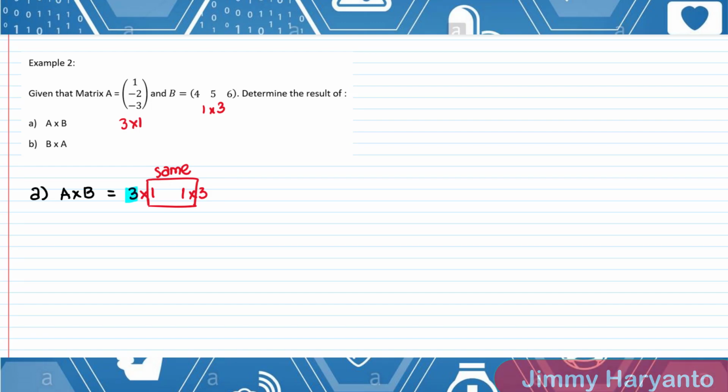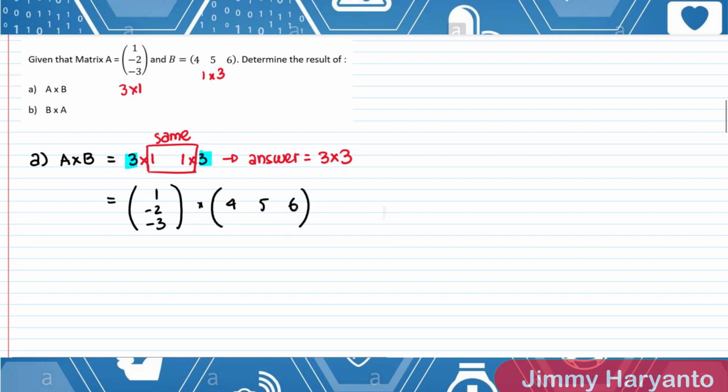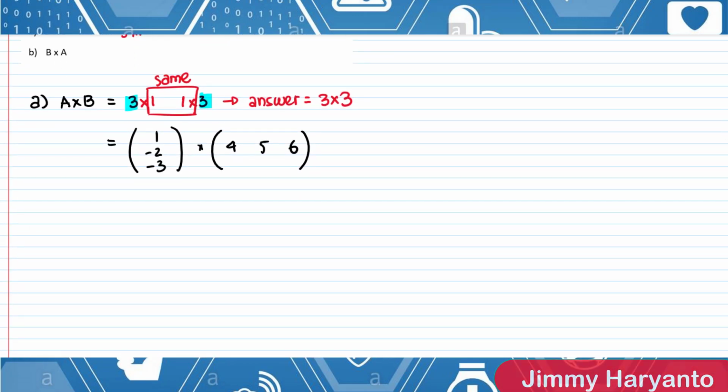And take a look at the last and the first number of this dimension. That will be our answer. So our answer will be a matrix with 3 times 3 dimension. Okay, let's prove it. For A, we have 1, -2, and -3. And for B, we have 4, 5, and 6, sorry. Now, we have to follow the row times column method.